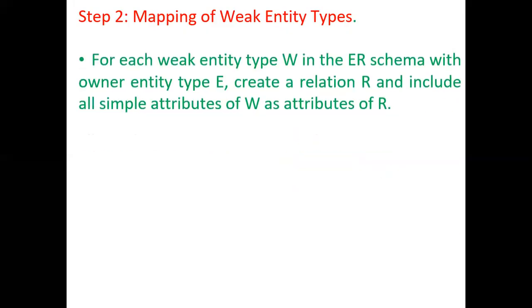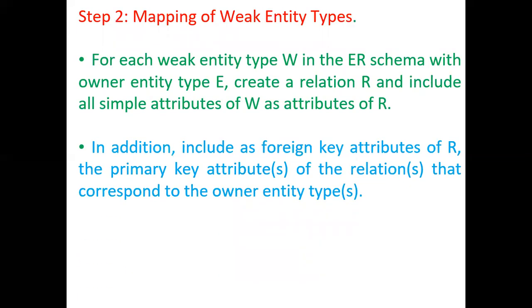The next step is mapping of weak entity types. How to map a weak entity type? For each weak entity type in the ER schema, we need to create a relation R, and in the relation we need to include all simple attributes of the weak entity type.